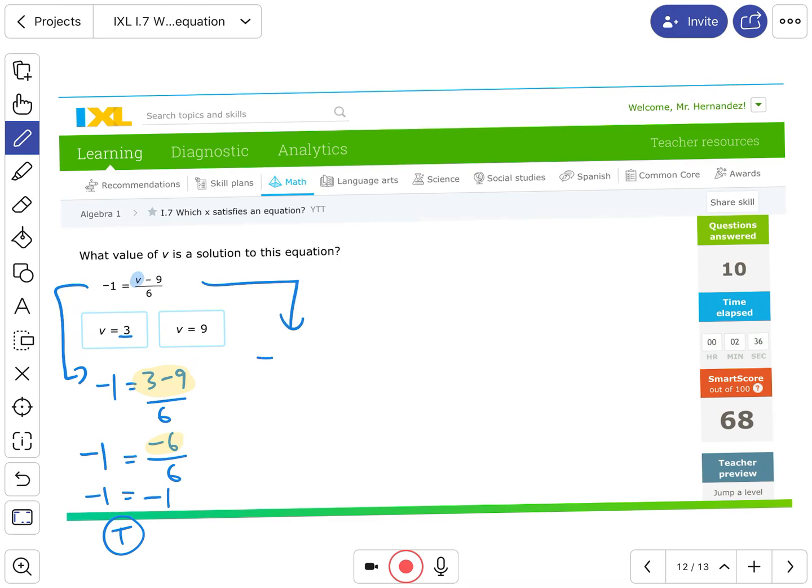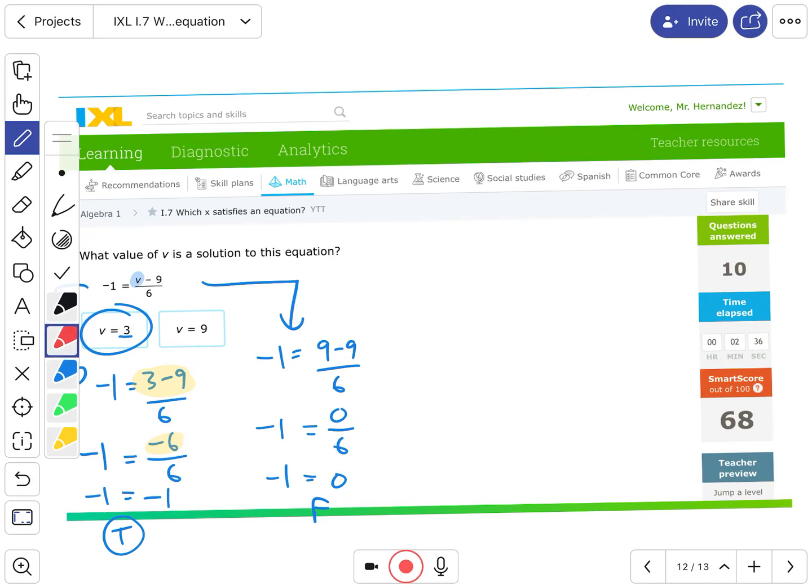What about over here? Negative 1 equals 9 minus 9 over 6. Well, 9 minus 9 is 0. So 0 over 6 equals negative 1. 0 divided by anything is 0, and that's false. So this would be the solution.